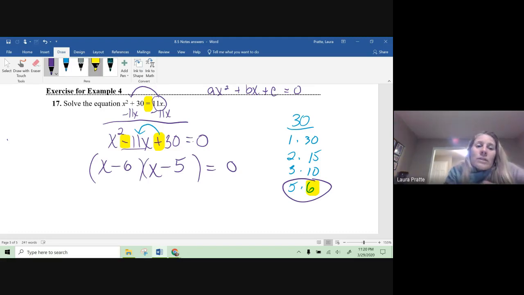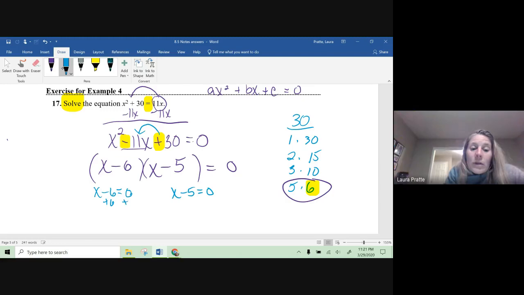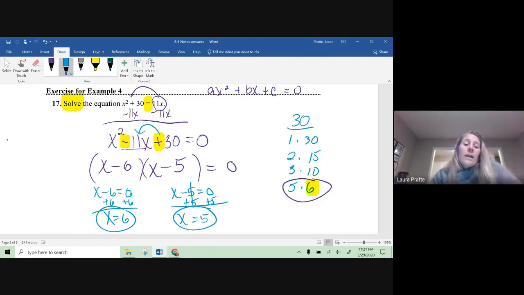Now, because this one says to solve, after you factor, you're not done. You have to solve each factor. So basically, you're just setting them equal to 0 and solving them separately, which a lot of times you'll notice that it ends up just being the opposite sign, right? Because a number minus itself would be 0, or a negative number plus itself would be 0. So in this case, we're just going to get x equals 6 and x equals 5, because each of those numbers would make the whole equation equal 0 if we plugged them both in.